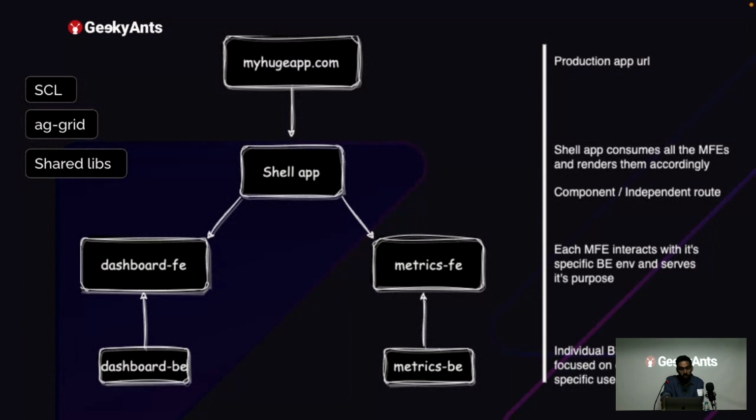Along with this, you can also use your shared component libraries on the side, or you can use some grid libraries that you want, for example, AG Grid, or you can have some other shared libraries as well. So your shared component library follows your organization's design system and builds components up, right? That can be a common library that all of your applications use, your shell app, your dashboard FE, and your metrics FE. And it just has to be installed in each of them, directly use it, no changes.